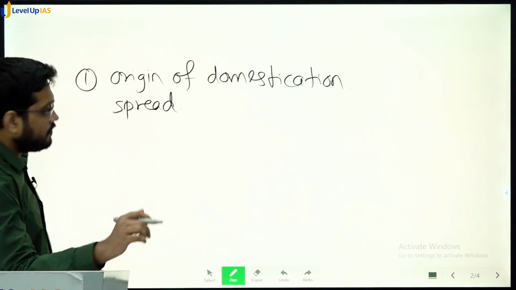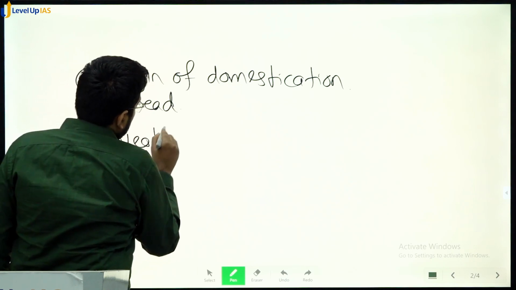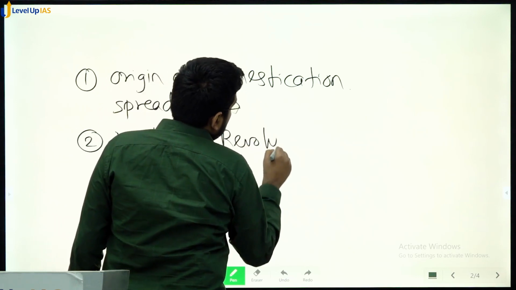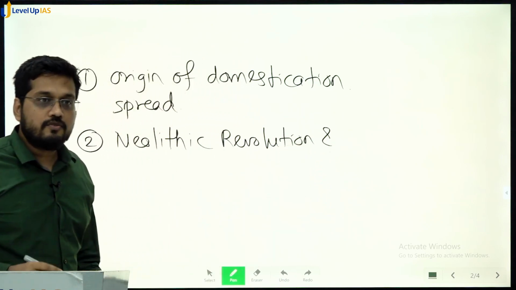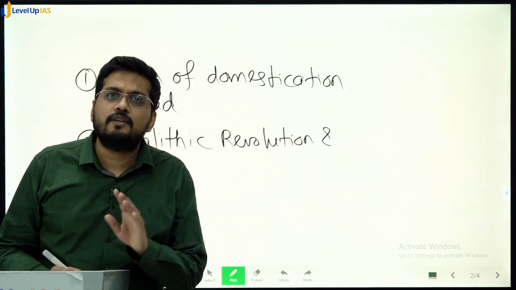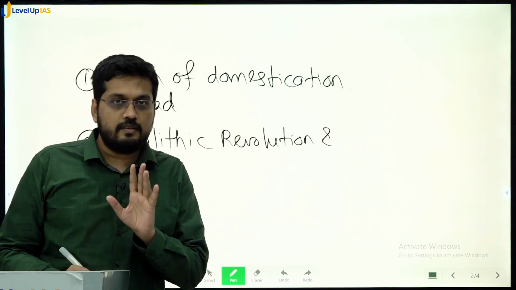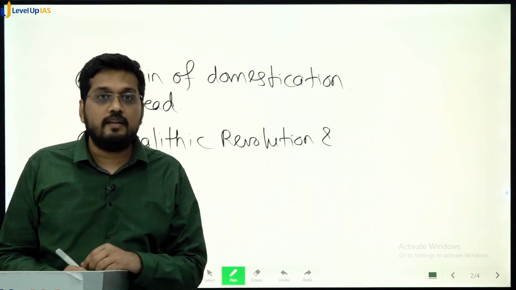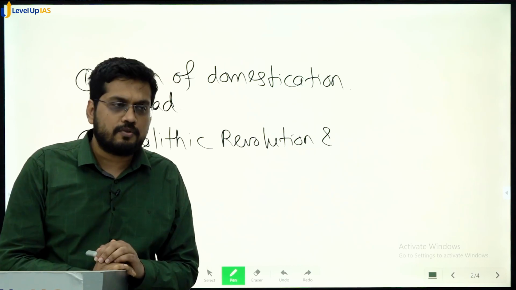The second topic that has been asked this time is the nature of the Neolithic phase. Should it be called a revolution or not? This term revolution was given by V. Gordon Childe in the 1930s, 1936 to be exact. And what are the reasons for and against it? That is the question. The consequences of the Neolithic era, or consequences of the agricultural revolution, is the topic.